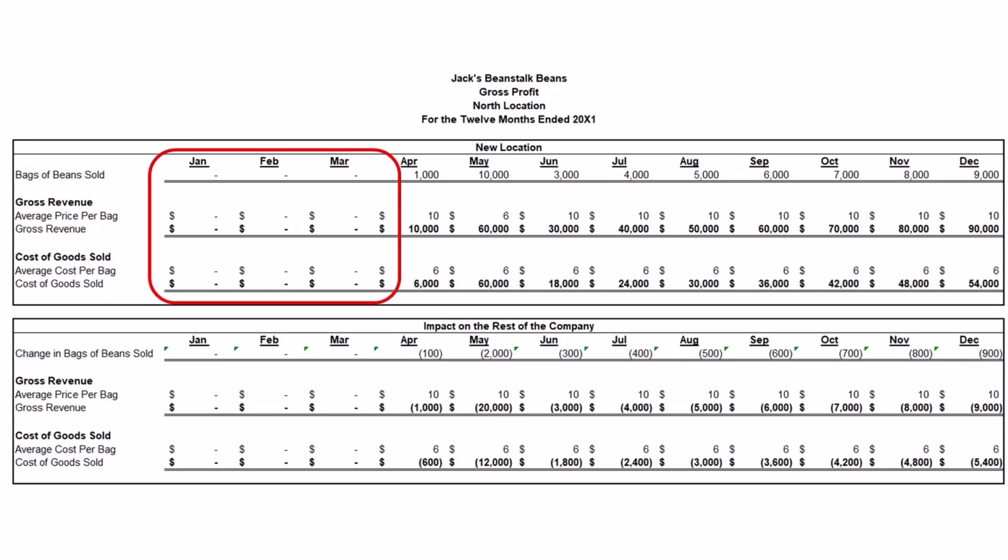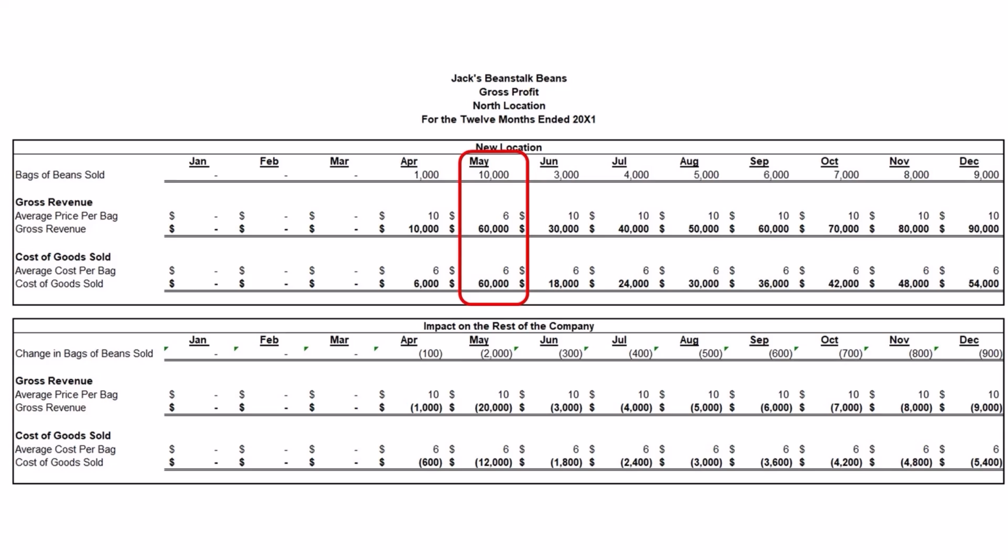Let's start with the top box of the new location. The new store doesn't open until April, so there are no sales until April. The April opening is a soft opening, where the new location isn't heavily advertised while the new staff work out the kinks of the new location. The grand opening celebration and sales event occurs in May. That's why the number of bags spikes in May.